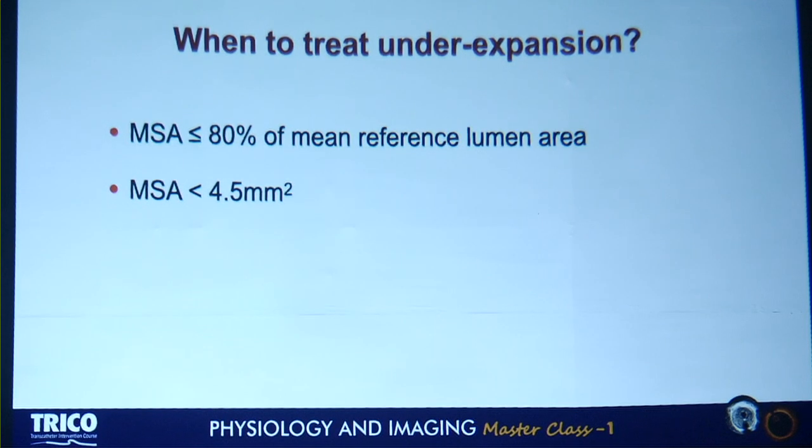Here, when you are using OCT, MSA less than 80% of the mean lumen area is underexpansion, and MSA less than 4.5 square millimeters is underexpansion for a major artery. But again, somehow, after using so much OCT, I still feel that it does not hold absolutely true for the arteries where we are working over here. We are still accepting at times 70% also, and sometimes even less than that in an extremely negatively remodeled artery.